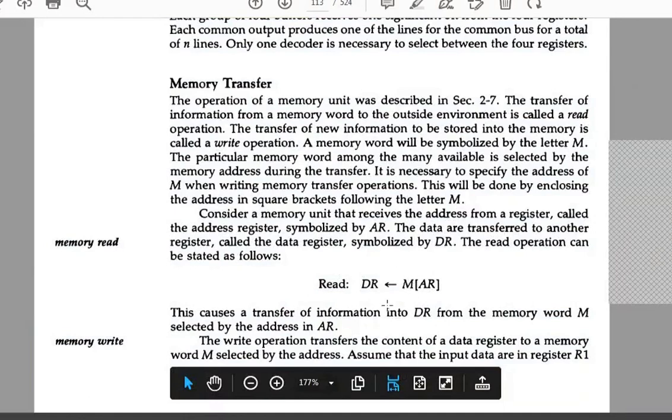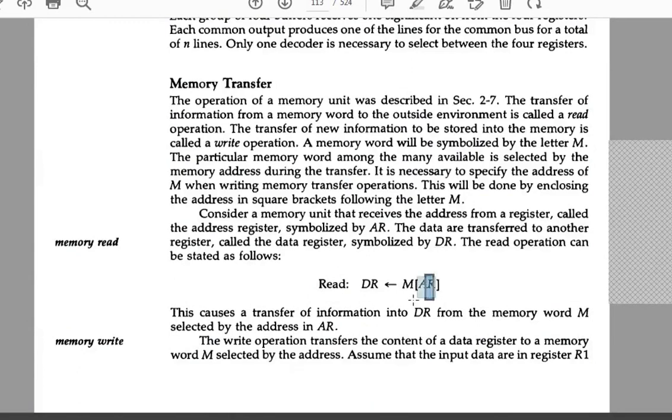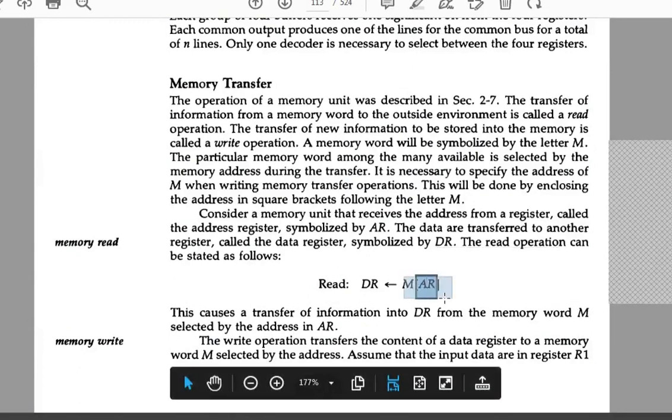When you want to carry out some read operations means what? At a particular location that you specify over here in address register, from memory, that data is fetched and stored into data register. DR stands for data register. We'll be studying all these types of registers, but here in between a topic has come, what is memory read and what is memory write.